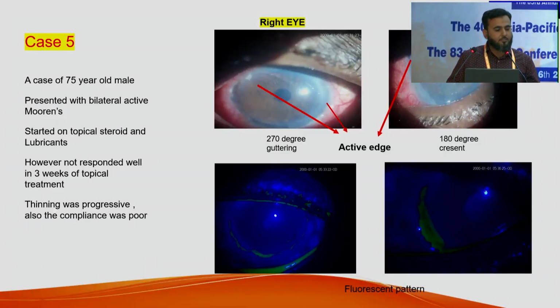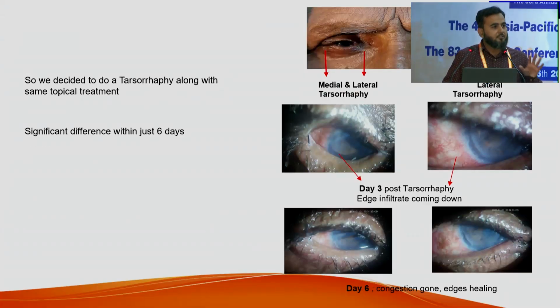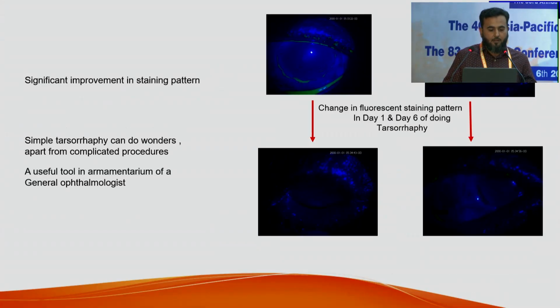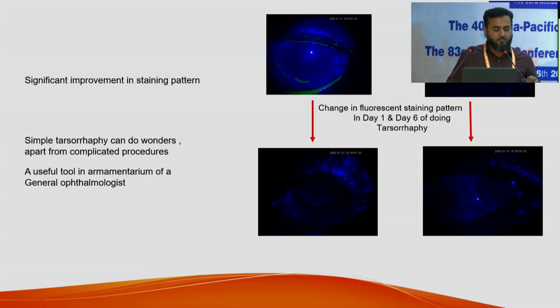Yeah, because we were recently managing this case, bilateral Mooren's. He was not responding on topical steroid and lubricant. So I did a tarsorrhaphy, depending upon the limbus involvement. And you can see that after day 7, the congestion had gone, and even the active ulceration showed very good progress, like the progression stopped. So you can see the change in the staining pattern also. Just only a simple tarsorrhaphy can work wonders in such cases.